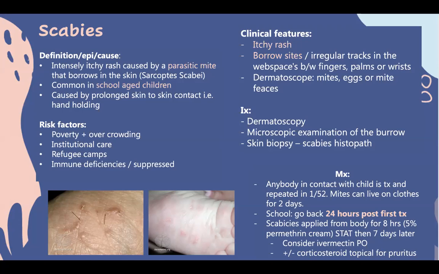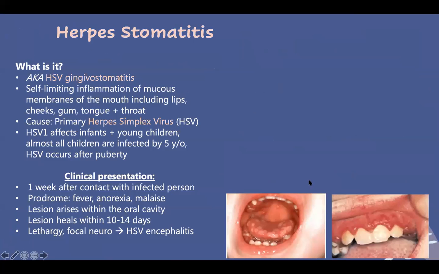And sometimes if you use the magnifying dermatoscope, you can actually see the mites, the eggs, or even their feces on the skin. But essentially you just treat anyone who's come in contact with the child and then treat again one week later. And then go back to school 24 hours after you've had the first treatment. It can either be a cream, which you apply to the whole body and leave for 8 hours and then repeat a week later. Or you can consider an oral medication. But note, this happens in poverty and this medication can be expensive. So just some things to think about for real life.